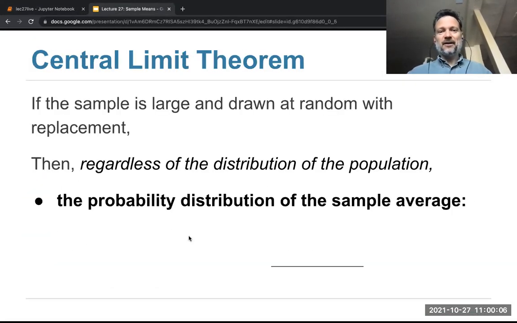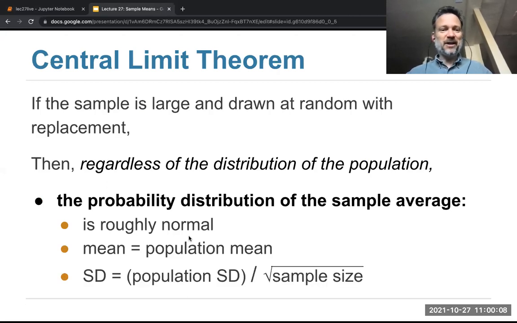Okay, so a reminder of the central limit theorem, so you have it all in one place. If you have a sample that's large and drawn at random with replacement, then no matter what the population distribution is, the probability distribution of the sample mean is roughly normal. It's bell-shaped. It's centered at the population mean, and its SD is the population SD divided by the square root of the sample size.